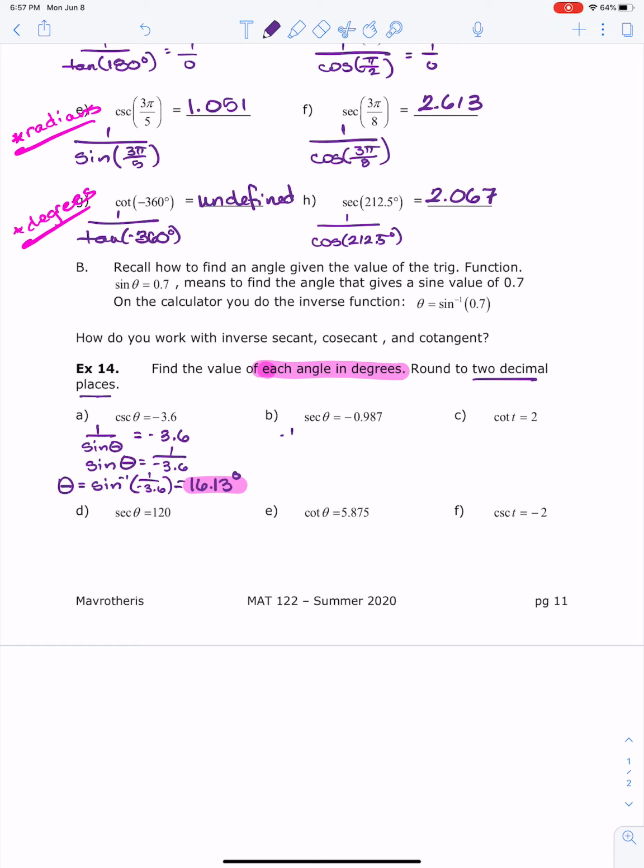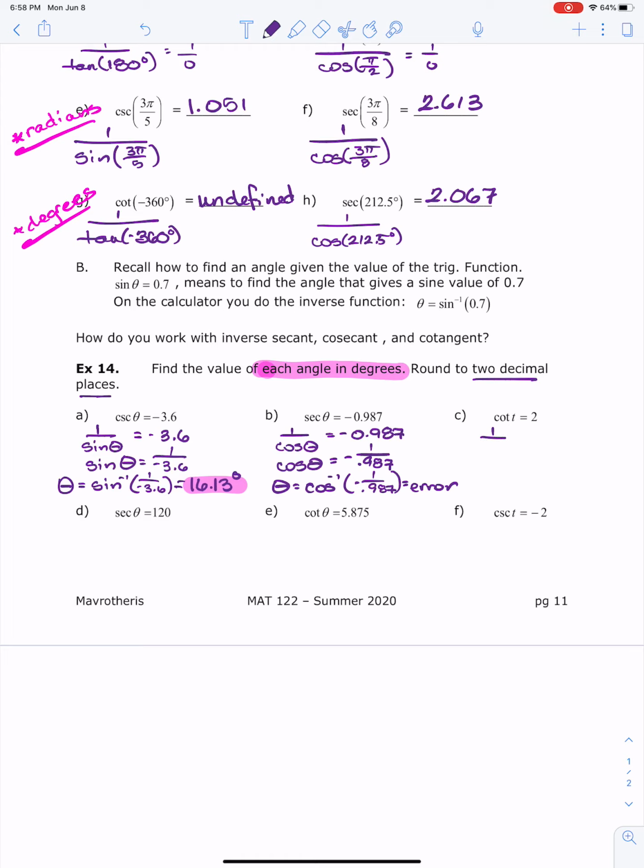Secant, 1 over cosine of theta is negative 0.987. Cosine of theta then is negative 1 over 0.987. Theta, inverse cosine of negative 1 over 0.987, and we get an error. So this one is undefined, and we will talk about that a little bit more in the next couple of pages. Trust your calculator.